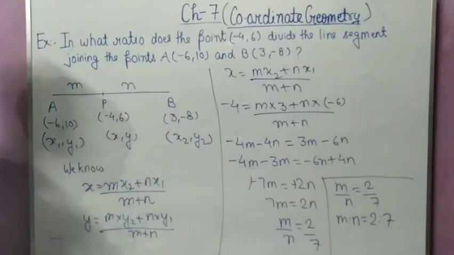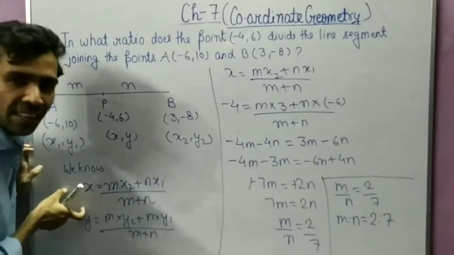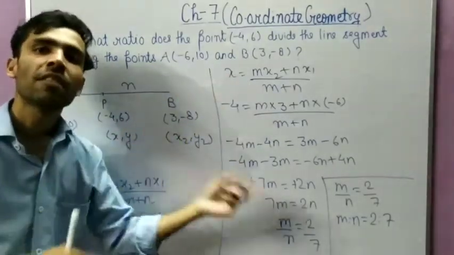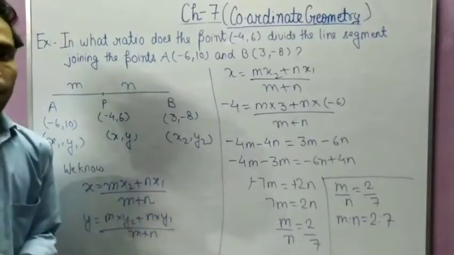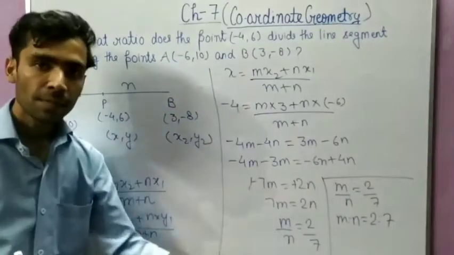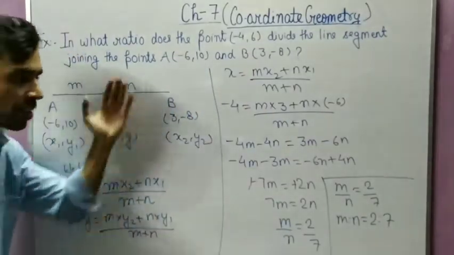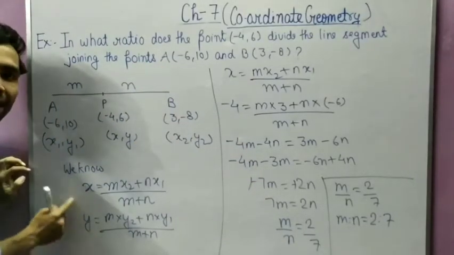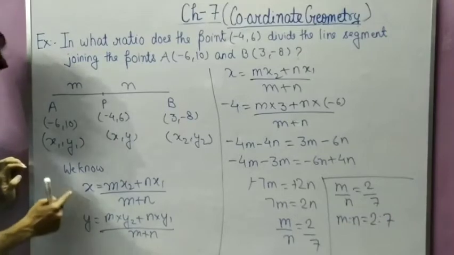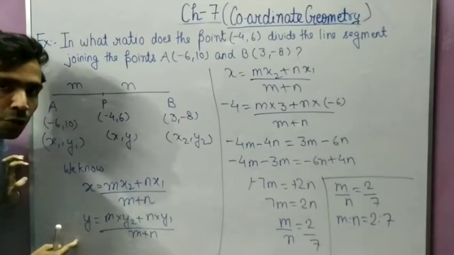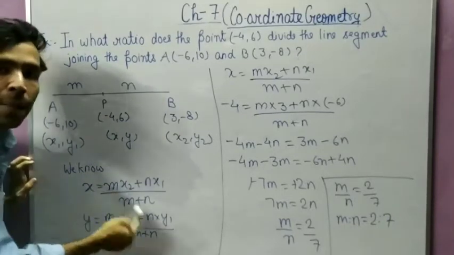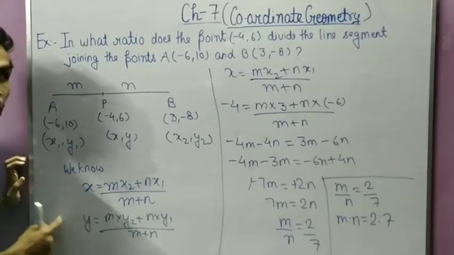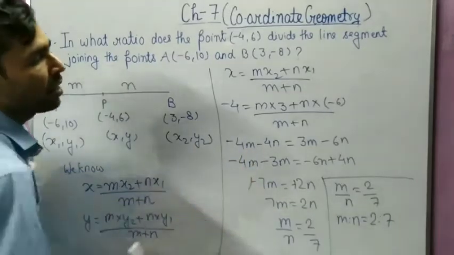Now many students will say, sir, why have you used x, why have you not used y? When you use y, the same answer will come. You can check it also. I have used x, but when you take y also, the same answer will come. That's why I told you, out of these two you can take any one, because both values are given. The x value is given, the y value is given, and in both formulas m and n are coming. So between these two you can use any one and find the ratio.